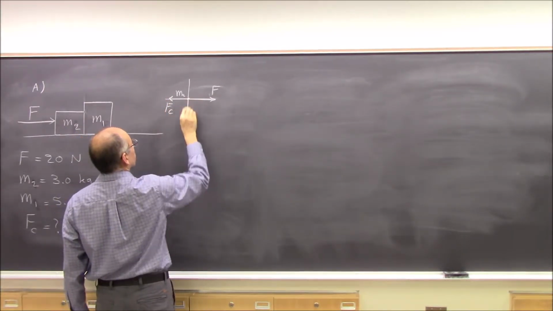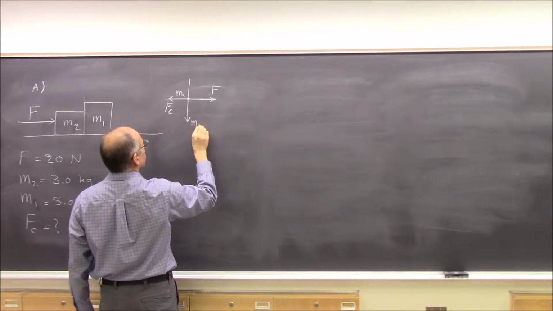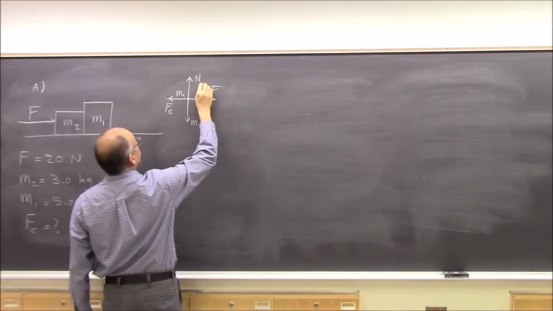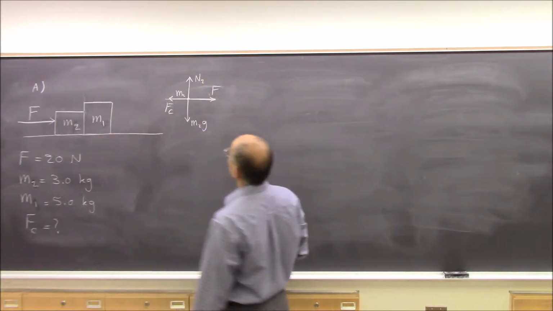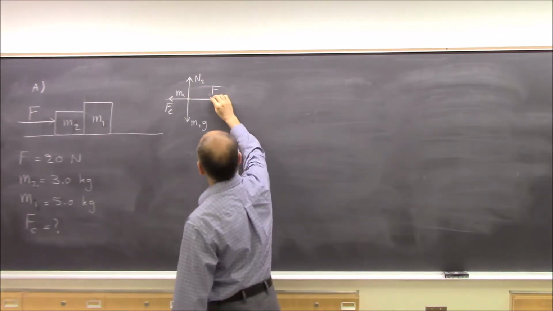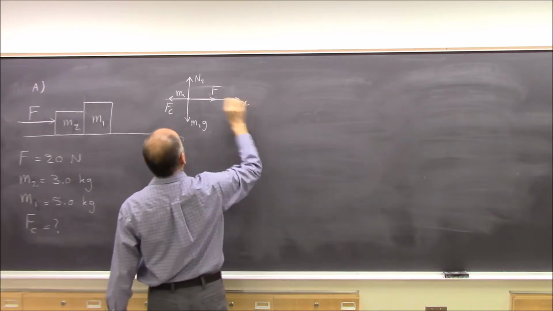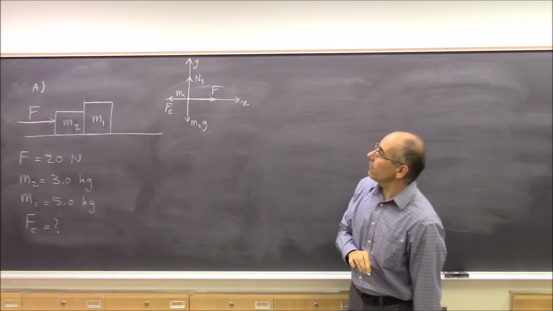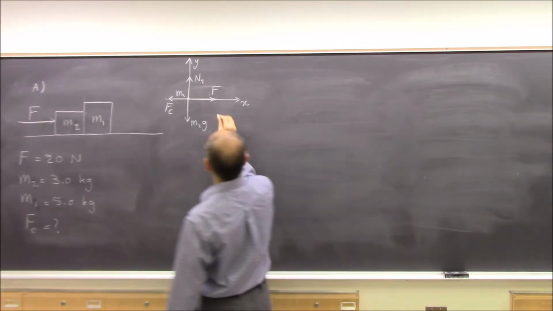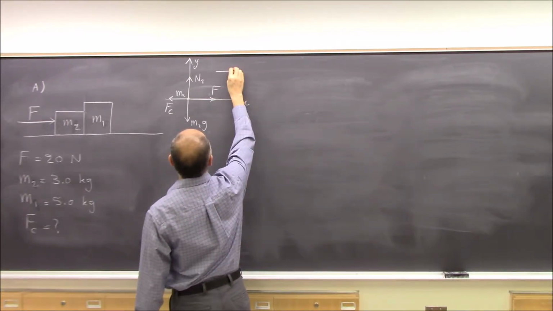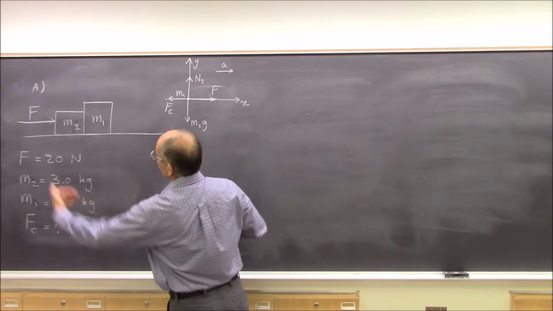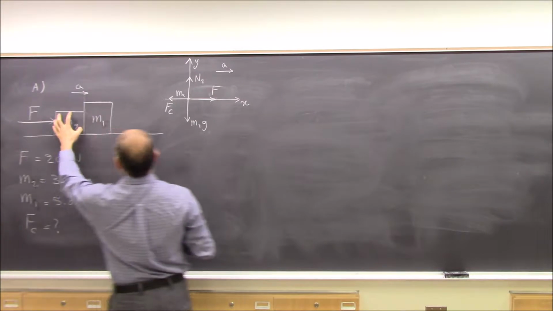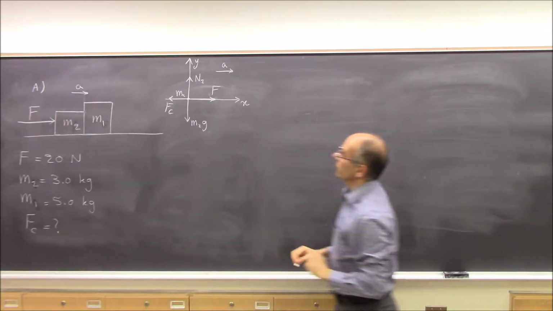Fc this way, and you have, of course, M2 g and the normal force N2, and you take this X direction and Y direction. You have the free body diagram, and your acceleration is this way. As a guide, you know that if you apply the force this way, the acceleration of the object will be this way, right? So if you're considering M2, the acceleration will be this way.